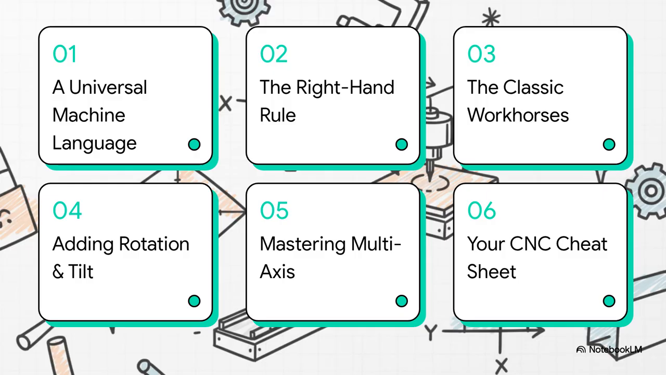So here's our game plan for this explainer. We're going to start with the standard that makes it all work, then learn a simple physical trick to decode any machine. After that, we'll apply it to the most common equipment you'll see. And then, we'll level up to the mind-bending world of multi-axis machines, and we'll finish it all off with a cheat sheet you can use anywhere.